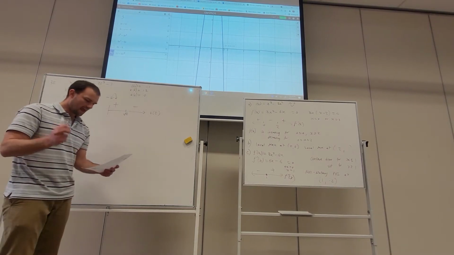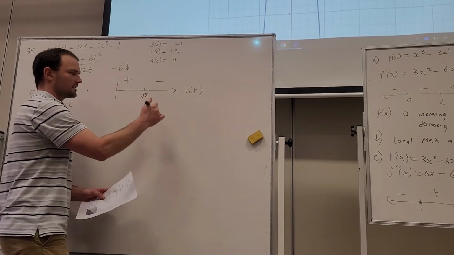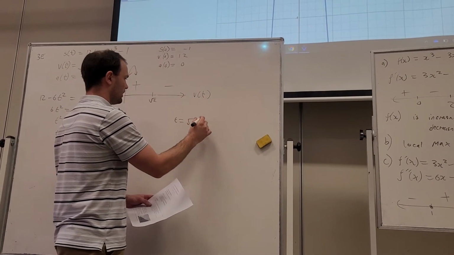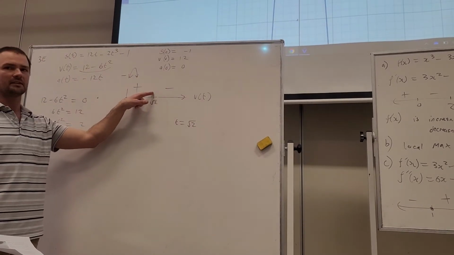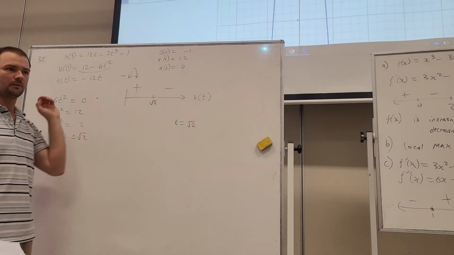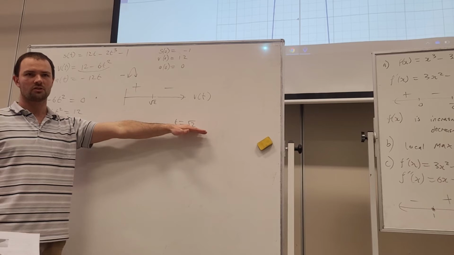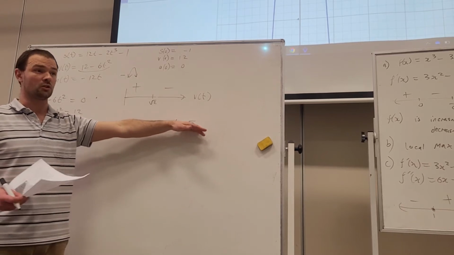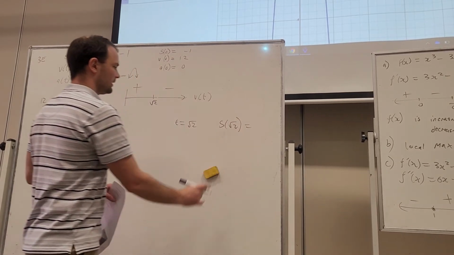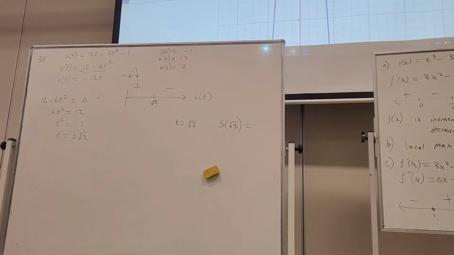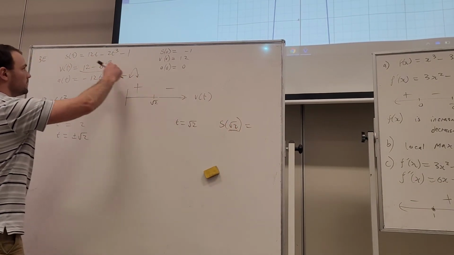Find the time and position when it reverses direction. So it reverses direction when t equals the square root of 2. What's happening is this particle is moving to the right, and then it starts moving to the left. It has positive velocity moving right, negative velocity moving left. So that's when it changes direction. We want to know the position, which means we need the displacement. We need the displacement when time is root 2, which means we put this into the original function.